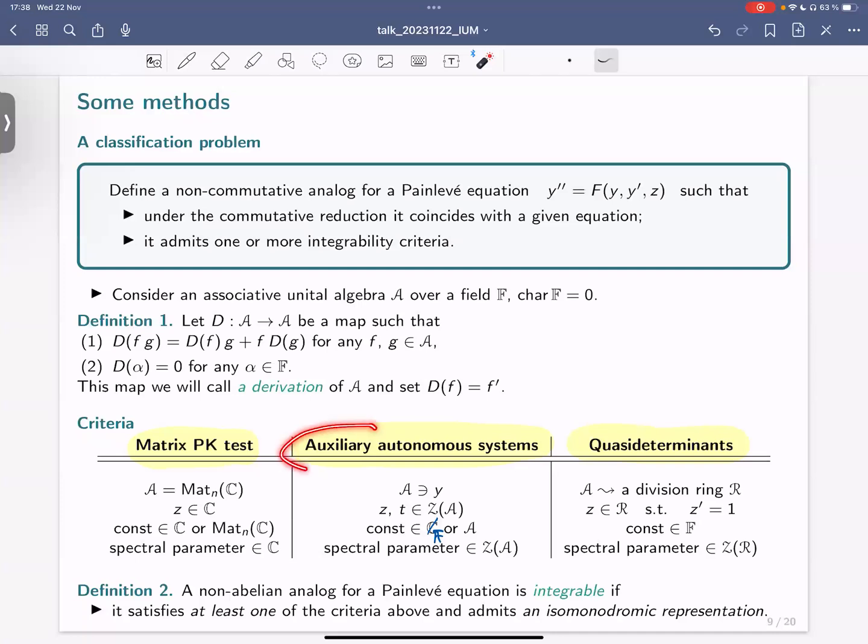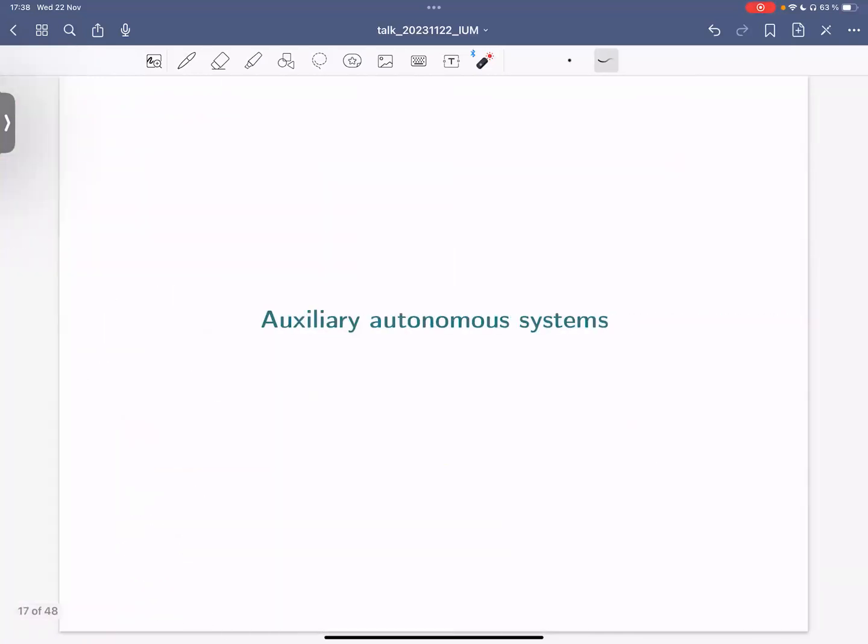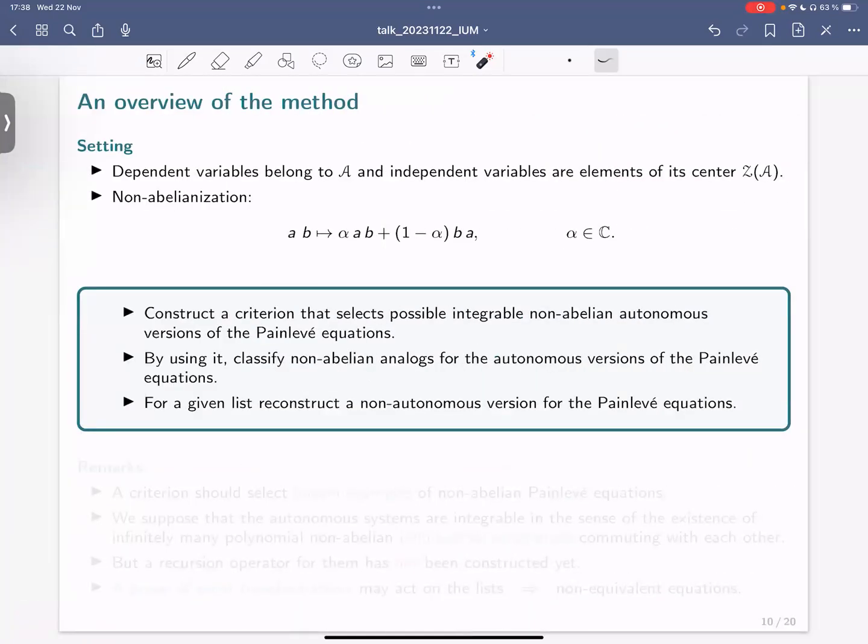So let me start with this criteria. So in this method, we assume that all dependent variables belong to algebra A, and all independent variables are elements of its center. We also will use a non-abelization procedure. It means that we can, for instance, rewrite this abelian term in the non-abelian form. It is given by this expression, and alpha is an element of the complex field.